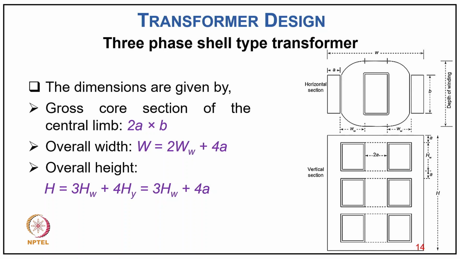Now coming to dimensions of three-phase shell type of transformer. So dimensions are given as the gross core section area of the central limb is 2a into b, and overall width is W equal to 2w plus 4a, and overall height is equal to 3hw plus 4hy equal to 3hy plus 4a, as you can see in the typical dimensions here.